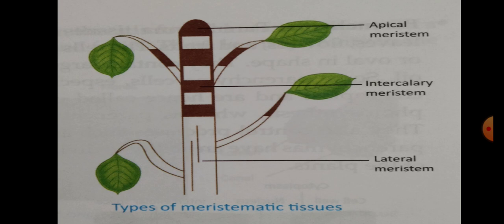Then we studied about the intercalary meristem. Where is the intercalary meristem located? It is located near the nodes and the leaf bases of the monocot plant. The intercalary meristem actively produces new cells. As I said, it helps in increasing the length of the plant. It is responsible for the regrowth of cut grass. So these are the types of meristematic tissue.